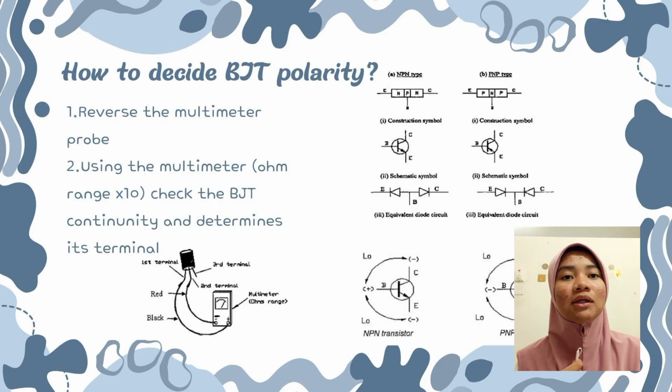Then, if we use the multimeter, we can also decide the collector or emitter terminals. The terminal that gives a lower resistance is the emitter, while the higher one is the collector. Then, we can identify the silicon or germanium type of transistor if we use the multimeter.